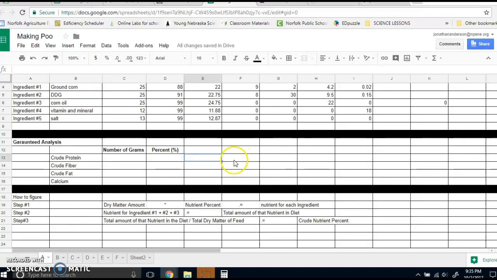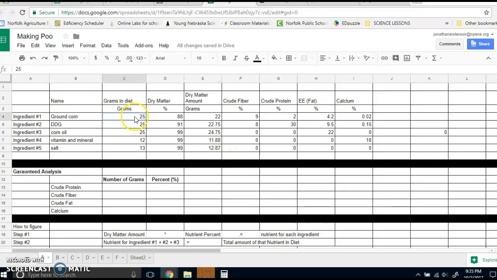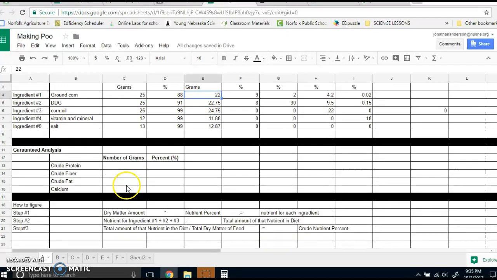To give an example, you have ground corn. There are 25 grams of as fed, meaning this has the water. Ground corn is 88% dry matter. That means we take the 88% times the 25 to give us 22 grams of dry matter. This particular amount then goes down here, so that's 22.